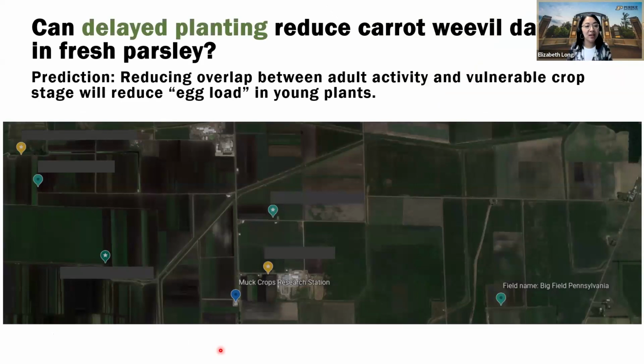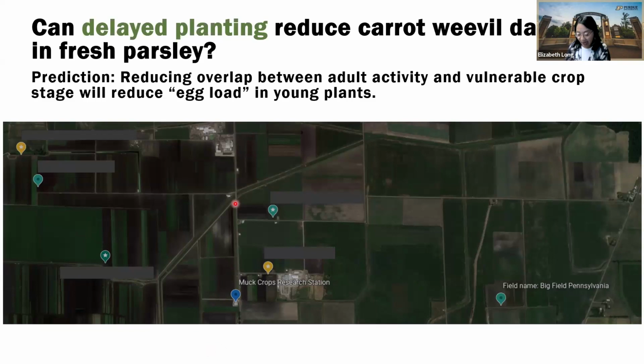And our prediction was that, again, reducing that overlap between adult activity and the vulnerable crop stage, right around the time there are 3 to 4 true stems or petioles, would reduce the egg load in the young plants because we would reduce the overlap, again, reduce exposure to the pest when the plant is vulnerable.